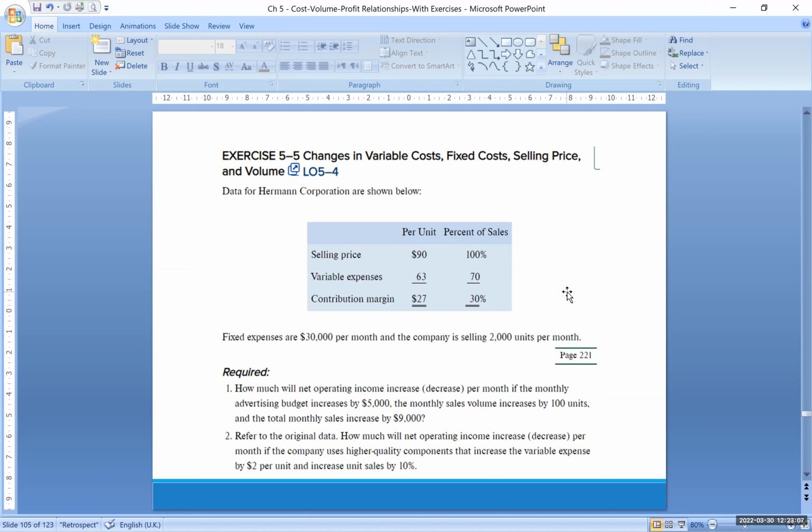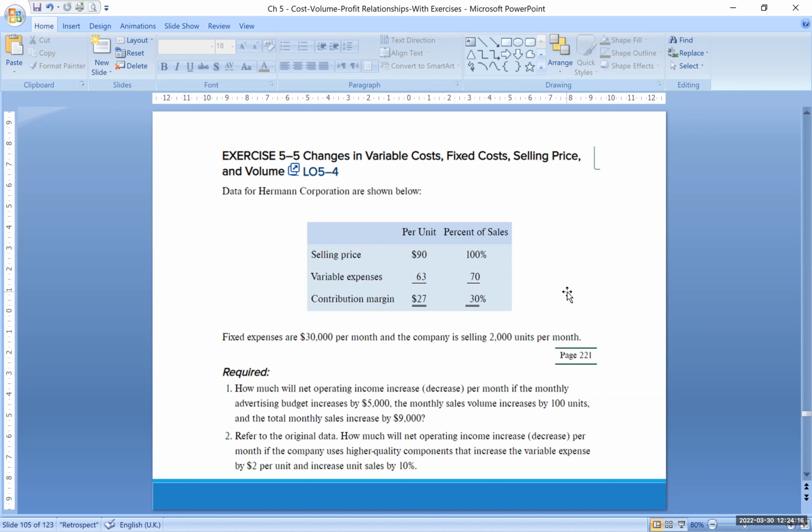The $2 increase in the variable expense will cause the unit contribution margin to change, with no change for the sales price, right? So the 90 minus 63 is equal to 27. If we increase the variable expenses to 65, this means the contribution margin decreases to 25 instead of 27, right? So the following impact for the expected total contribution margin will be higher quality components, 2,000 units times 110%, which means we increase the sales by 10% from 2,000 to 2,200.